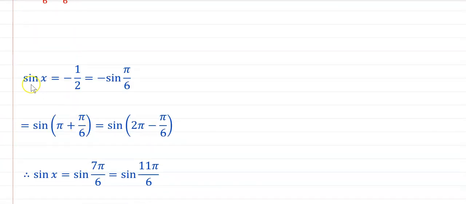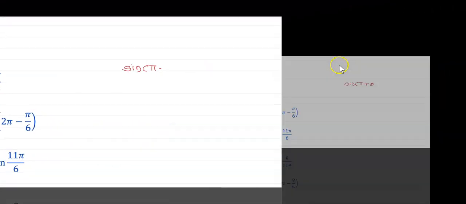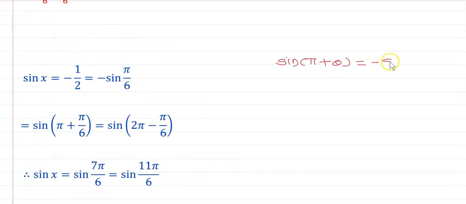Now see this here. Sin x is equal to minus 1 upon 2. Now take here the minus sign. But 1 upon 2 means what? Sin of pi by 6. Okay. Now we know the formula. What is that formula? Sin of pi plus theta is equal to minus sin theta. And hence, we can observe this negative sign.